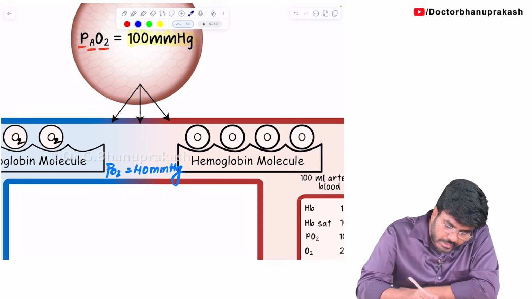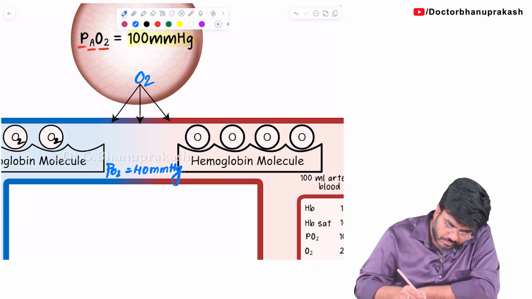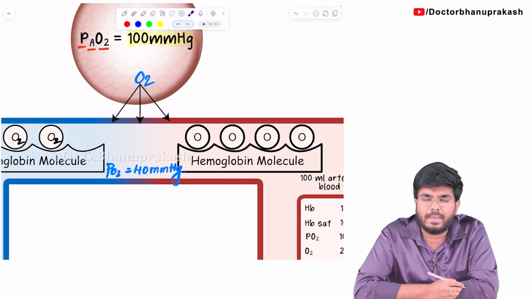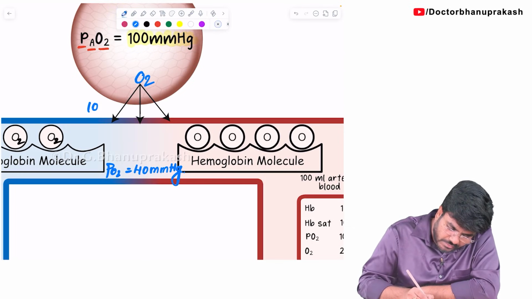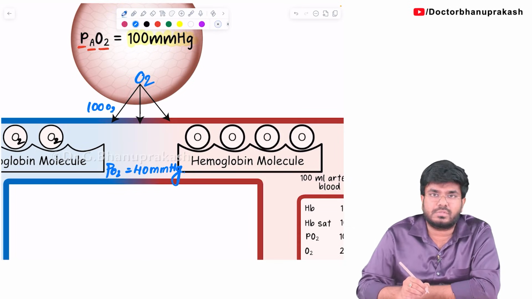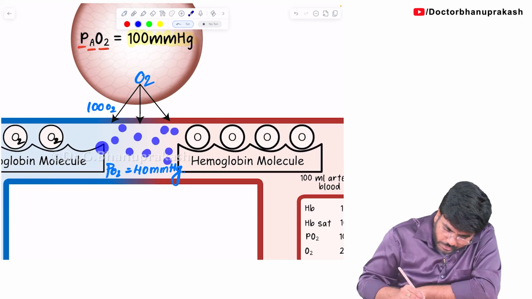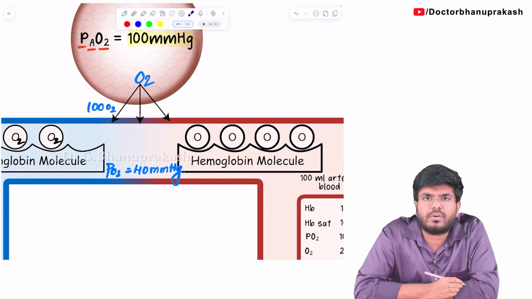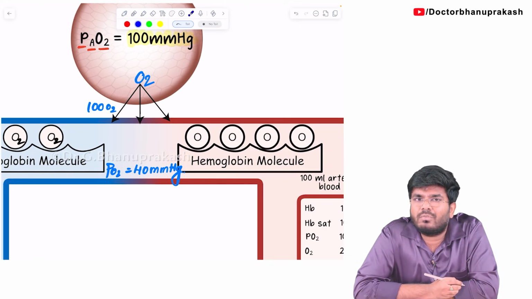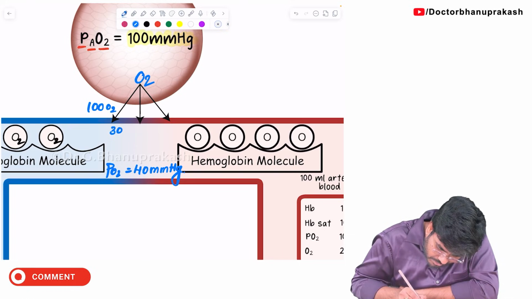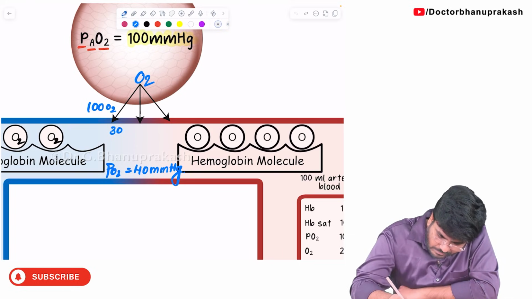So immediately the oxygen will start to diffuse. Oxygen is diffusing into the blood. Let's say 100 molecules of oxygen diffused. Now out of this 100 molecules, how many molecules came here? 100 new molecules of oxygen there. Out of this oxygen, do you know what happens? First, 3% of the oxygen.